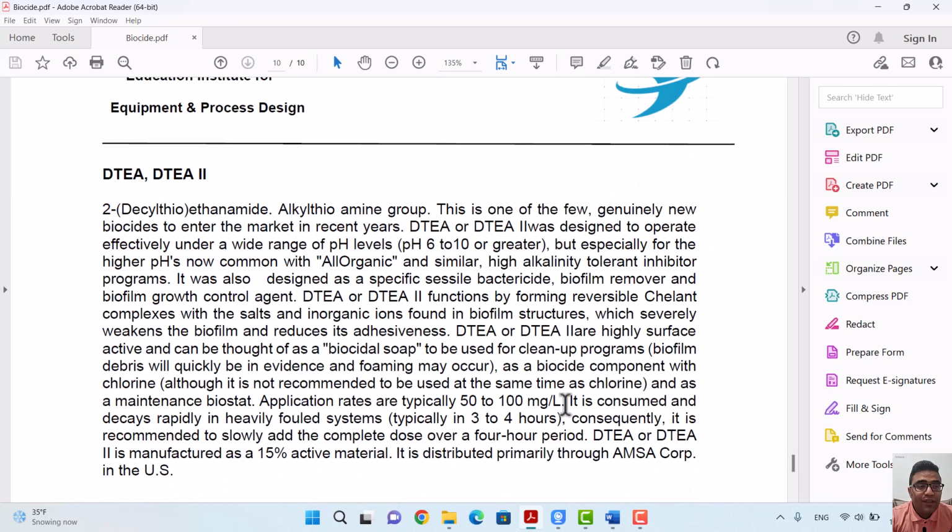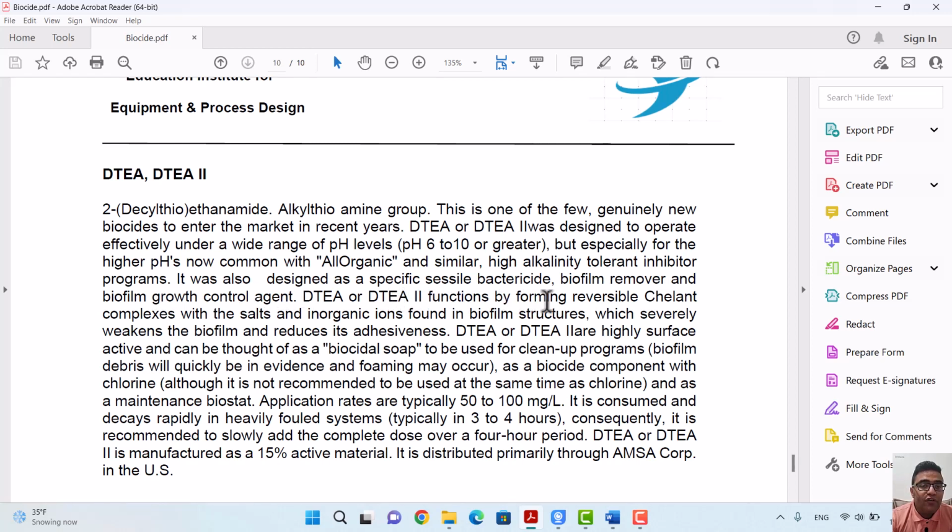The last one is DTA. It is from this group. This is one of the few genuinely new biocides to enter the market in recent years. DTA was designed to operate effectively under a wide range of pH levels, pH 6 to 10 or greater, but especially for the higher pH now common with all organic or similar high alkalinity tolerant inhibitor programs. It was also designed as a specific sessile bactericide, biofilm remover, and biofilm growth control agent.